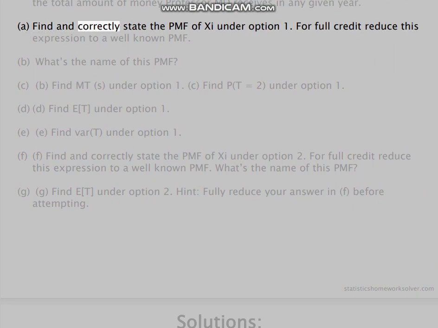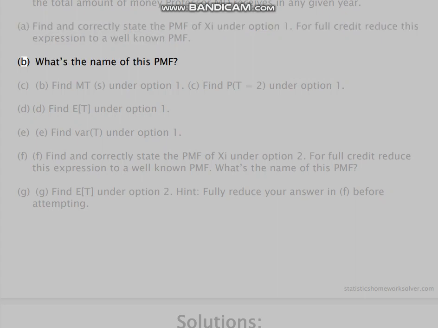A. Find and correctly state the PMF of S_i under option 1. For full credit, reduce this expression to a well-known PMF. B. What's the name of this PMF? C. Find the MGF of S_i under option 1. C. Find P(T equals 2) under option 1. D. Find E[T] under option 1. E. Find var(T) under option 1.